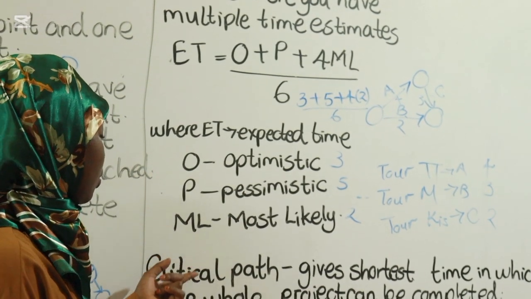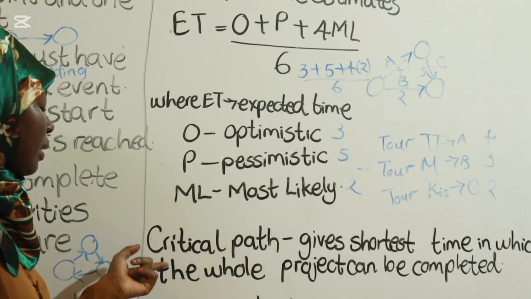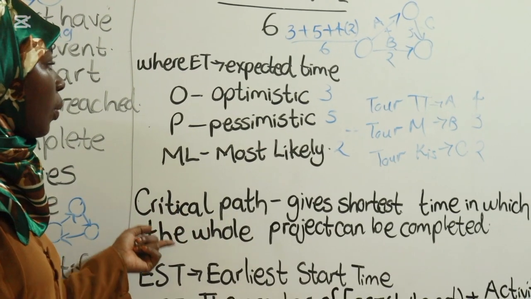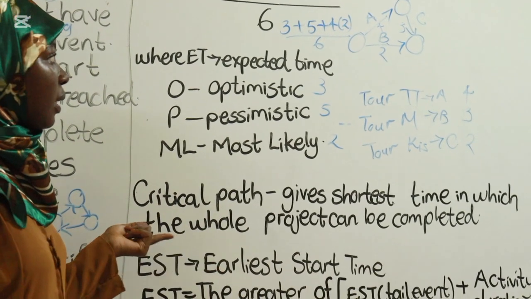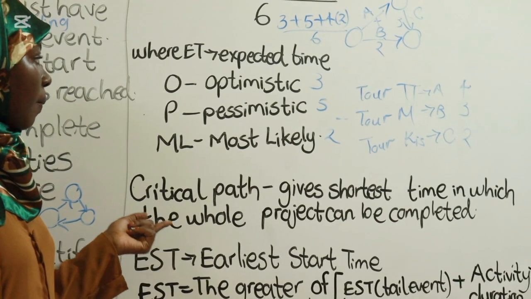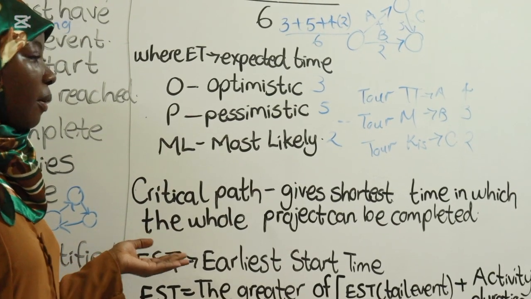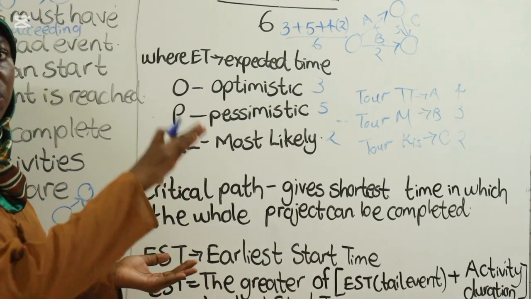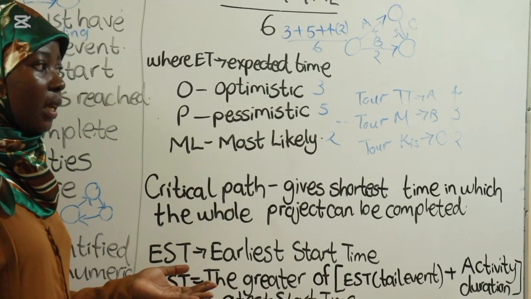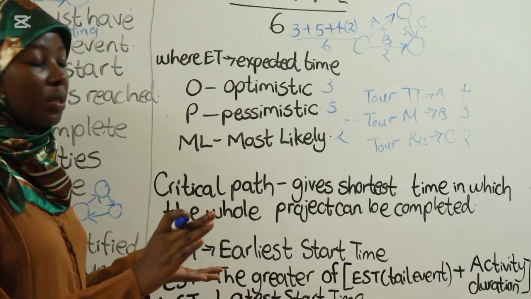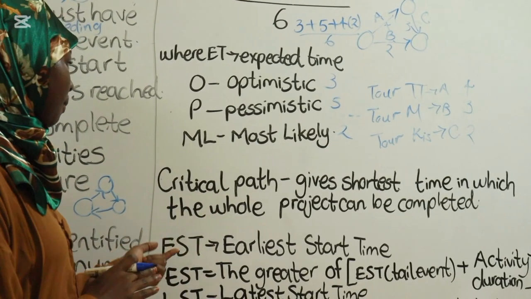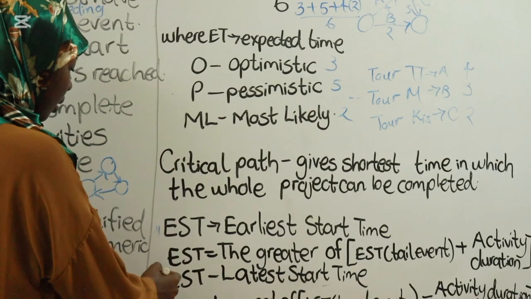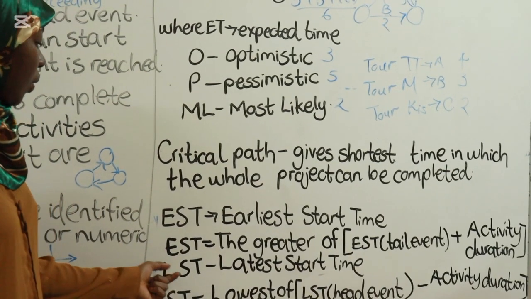Okay? So another thing we're going to look at is the critical path. This gives the shortest time in which the whole project can be completed. Now the critical path gives you the shortest time in which the whole project can be completed, because in a project you can have to go through so many activities before you get to the end, and the shortest time is going to be your critical path. And then these 2 formulas are very important to take note of, because you're going to use them.